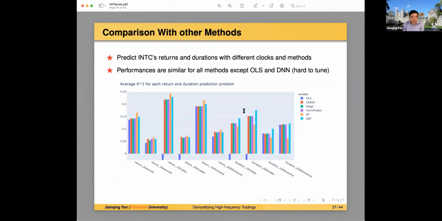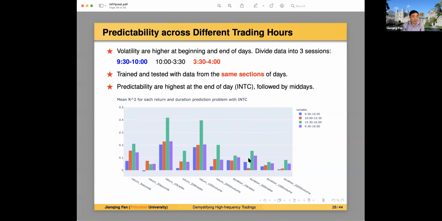And then we also try other machine learning methods other than the ordinary least squares, which doesn't perform as well, even though we have plenty of data. Other than that, all other statistical machine learning methods work quite well. We also tried deep neural nets. It just takes too much time to tune well, so we didn't really tune successfully on that.